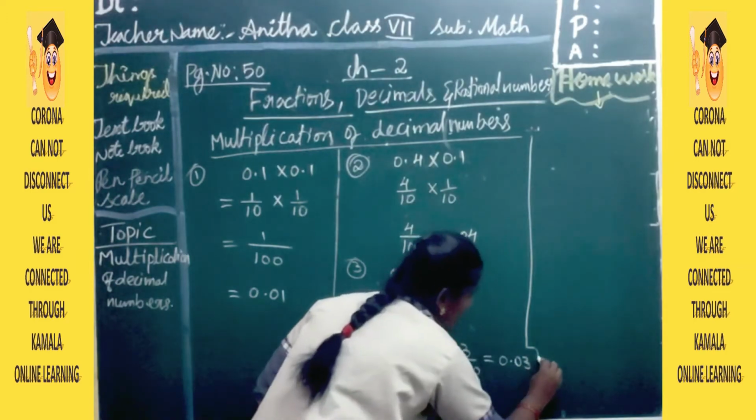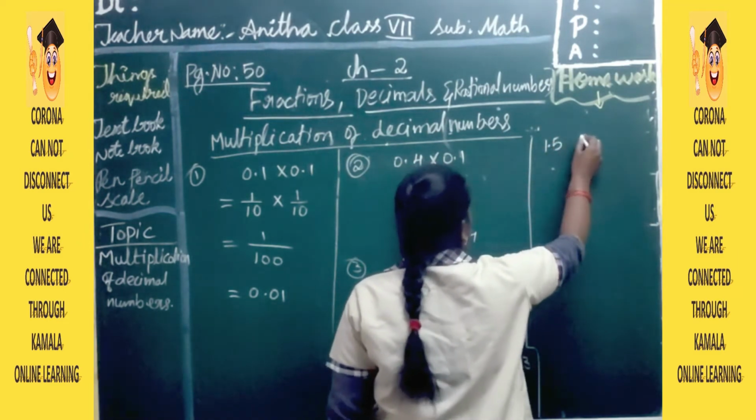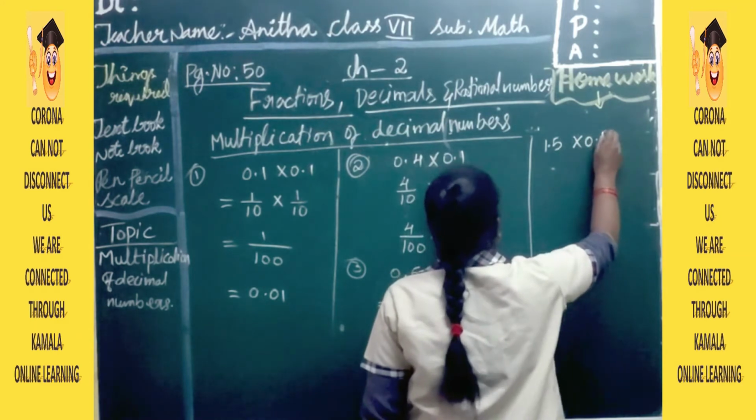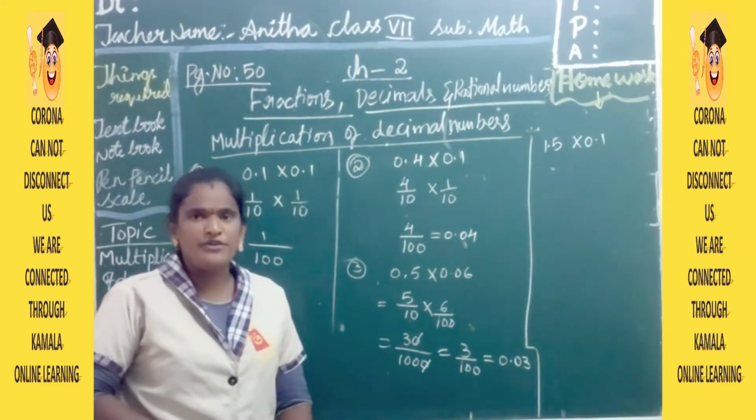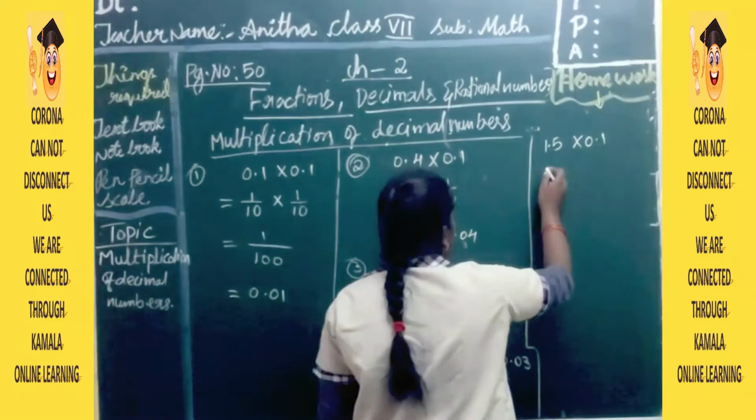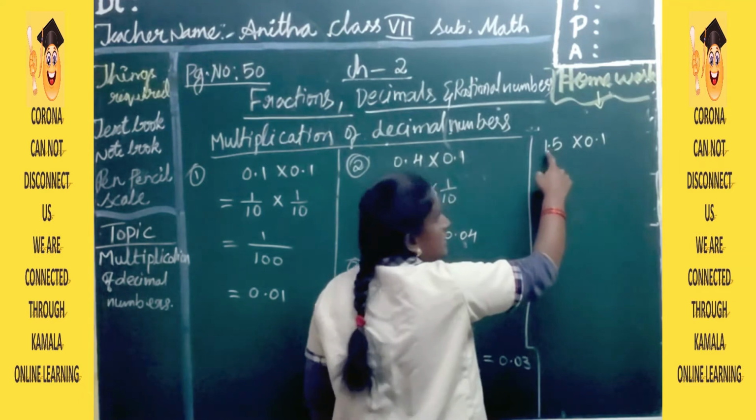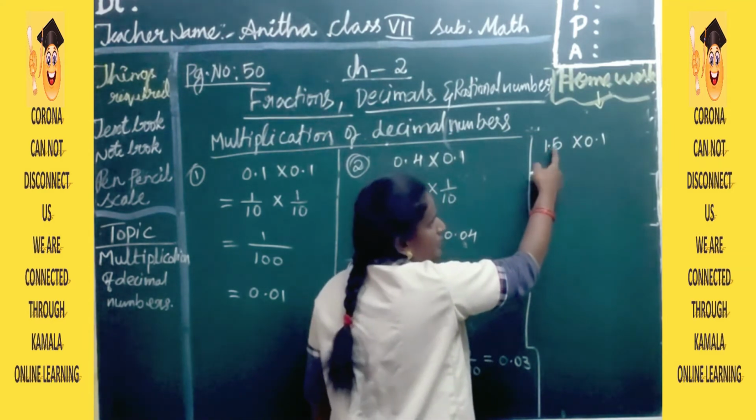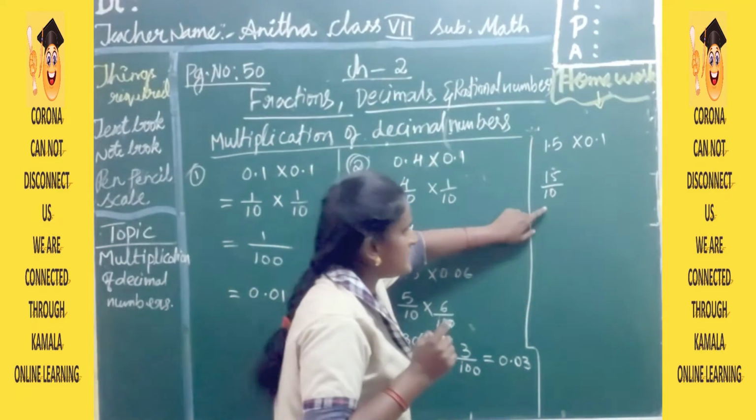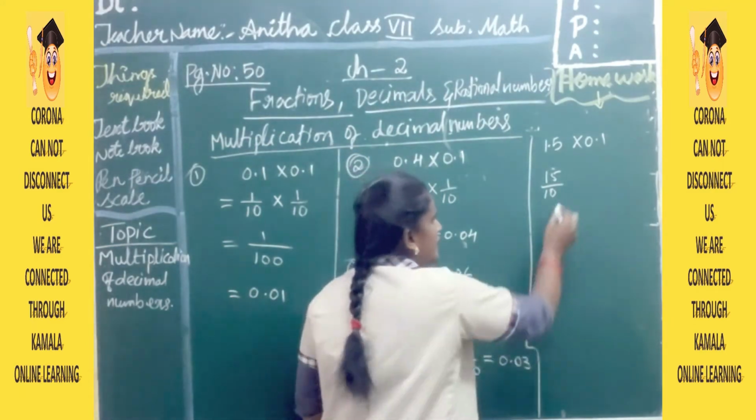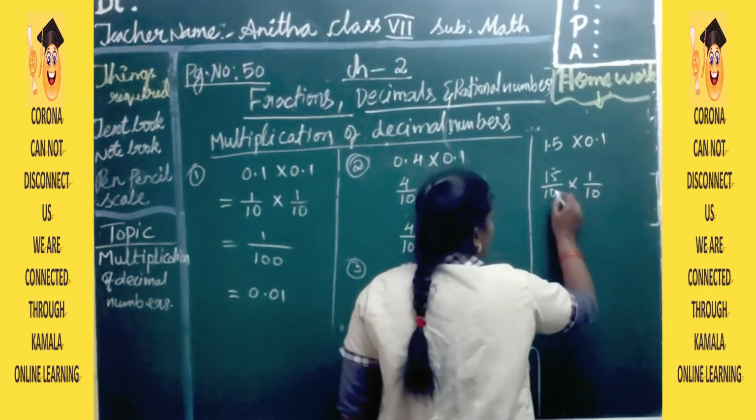You have to listen properly, children. I am taking 1.5 into 0.1. 1.5 can be written as 15 by 10, or not? Definitely, because after the point, how many decimals are there? Only a single decimal. That's the reason we are taking 10. 0.1 can be written as 1 by 10.